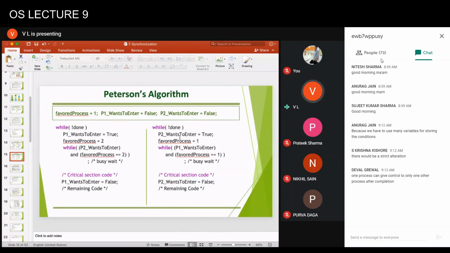So if P1 wanted to enter first and P2 showed its intent later, P1 gets the chance because the favored process has been set equal to 1 by this process. So naturally, this condition is broken and it will continue. So the way the conditions are being done in this particular while loop, only one of the processes will continue to the critical section.